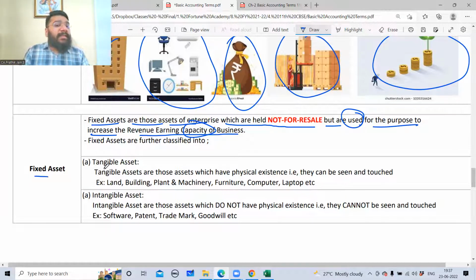Now this fixed asset is classified into two types. One is tangible asset. The second is called intangible asset. What is a tangible asset? Tangible assets are those assets which have physical existence, something which I can touch.